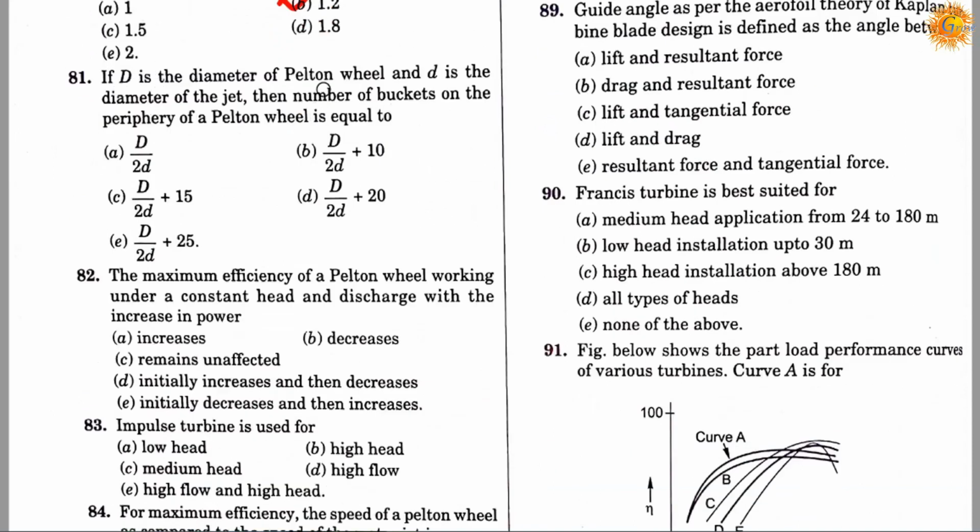Question number 81. If capital D is the diameter of Pelton wheel and small d is the diameter of the jet, then number of buckets on the periphery of Pelton wheel is equal to option A capital D divided by 2d, option B capital D divided by 2d plus 10, option C capital D divided by 2d plus 15, option D capital D divided by 2d plus 20, option E is capital D divided by 2d plus 25. So correct answer is C. It will be capital D divided by 2d plus 15.